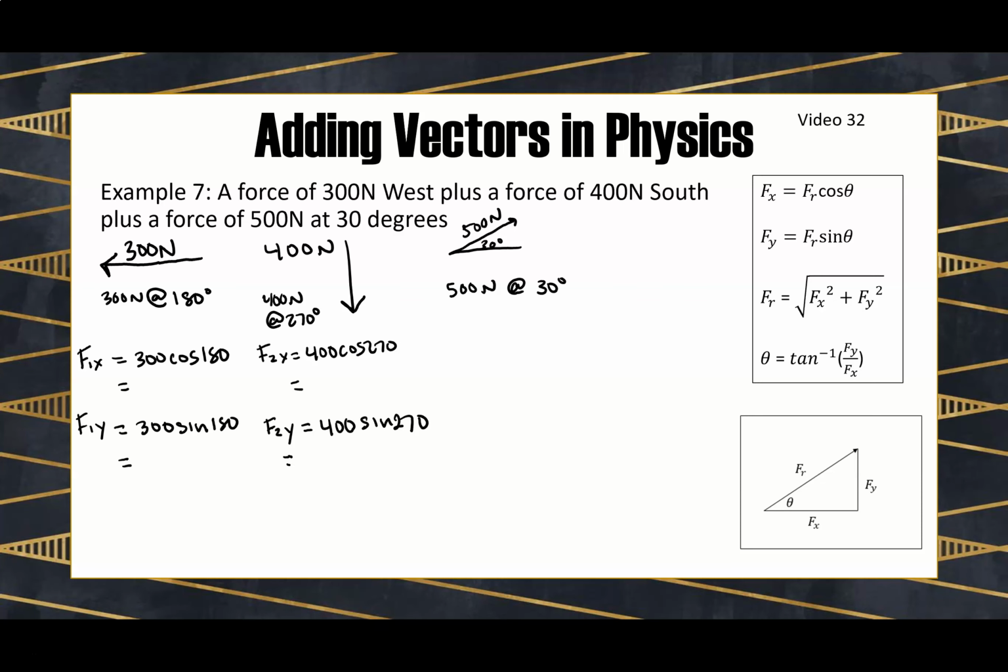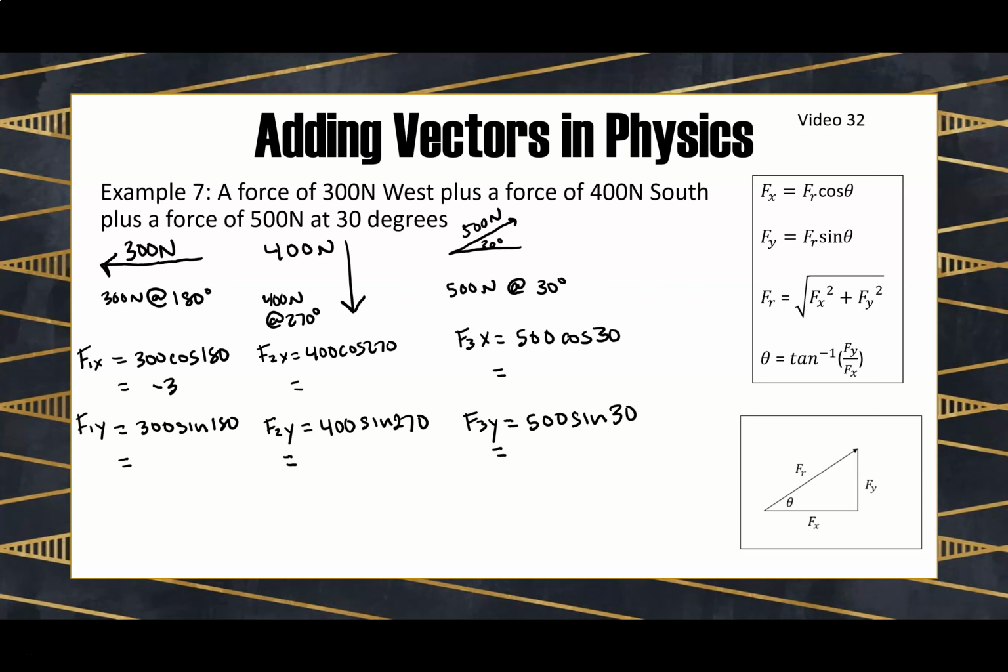All right, and then the next one here is going to be f sub 3 of x, because we're at our third force. That's going to be 500 cosine 30. And then my f sub 3 of y is going to be 500 sine 30. All right, I did this before in my calculator, but if you want, you can pause and check, but make sure you're in degrees.